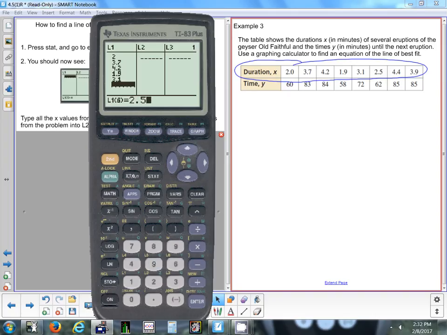You can't see it on the board, but you also have it in your notes. You have that same exact chart. So all those that Mr. Hager circled in blue, all the X's, are going in L1. What's going to happen is you type them in, the top ones are going to go off the screen, but they're still there. They're just off the screen.